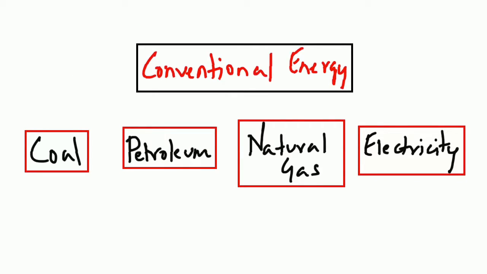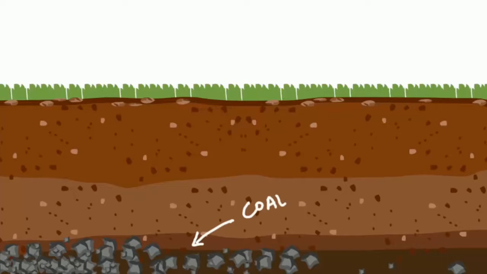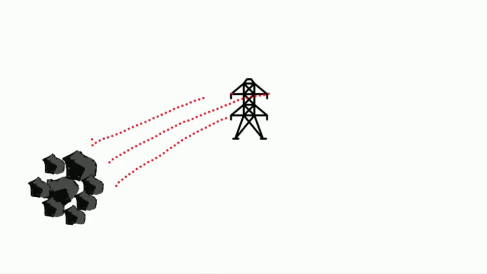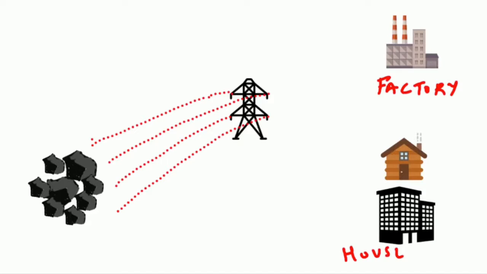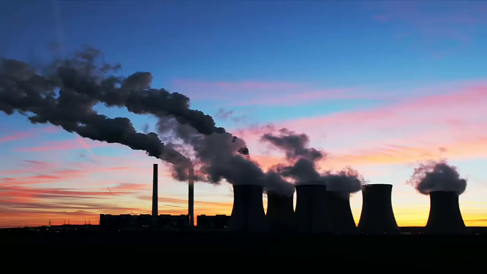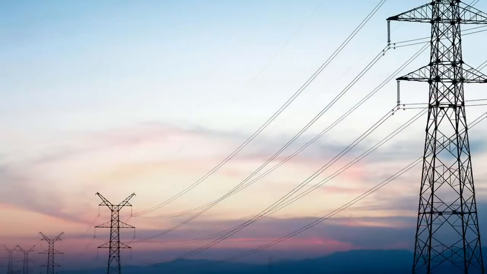Now let's get to know a bit about a few conventional sources of energy. The first one is coal. Coal is a fossil fuel. Coal is formed due to the compression of plant material over millions of years. We use coal for power generation to supply energy to industry as well as for domestic needs. India is highly dependent on coal for meeting its commercial energy requirements.